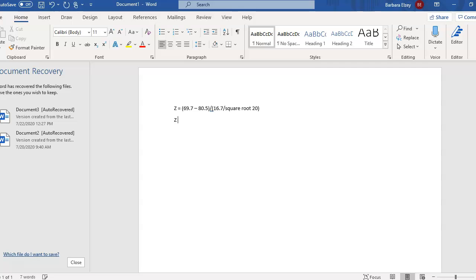If I work this out, on top, 69.7 minus 80.5 ends up being negative 10.8. And then on the bottom, 16.7 divided by the square root of 20 ends up being this decimal. Be careful, don't round off too early when you're doing that bottom calculation, or you may get your z value off. So take it out 6 or 7 decimal places. Now if I divide those two out, negative 10.8 divided by 3.734234, I get negative 2.892.